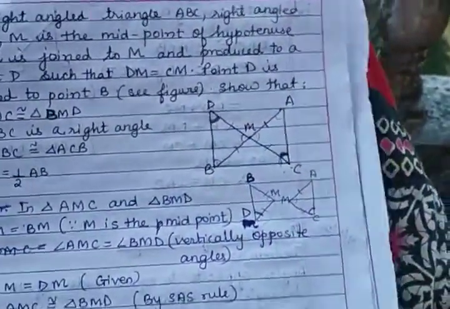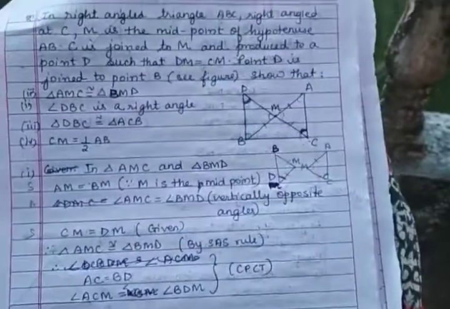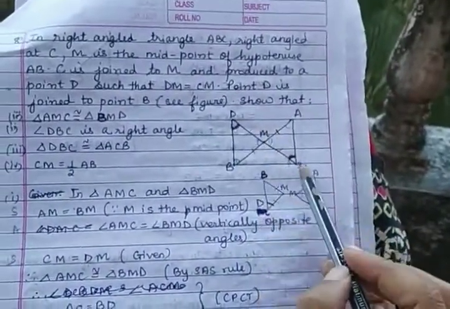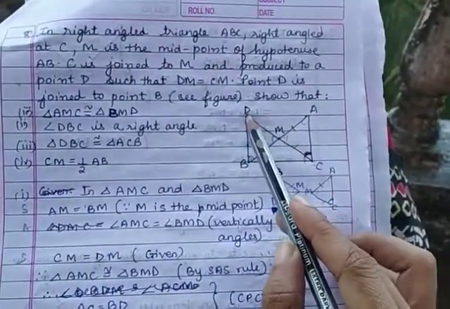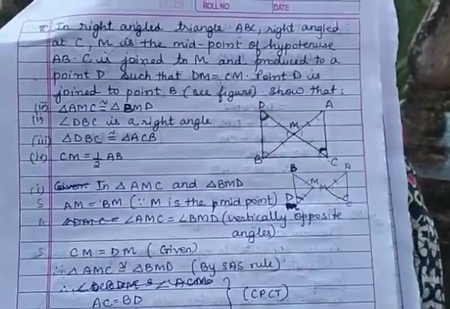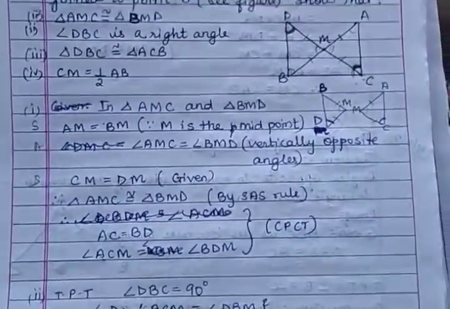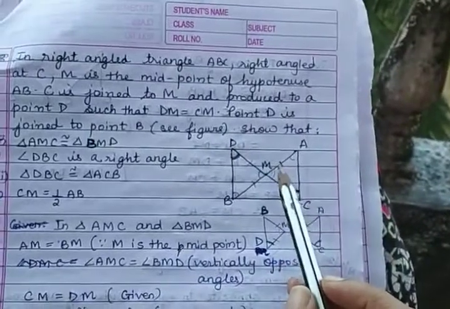Here it is this angle, but if you look at the figure, it is this angle. Okay. Now let us do the second one. We have to prove that angle DBC is 90 degrees. Now we have taken that angle ACB which is there.